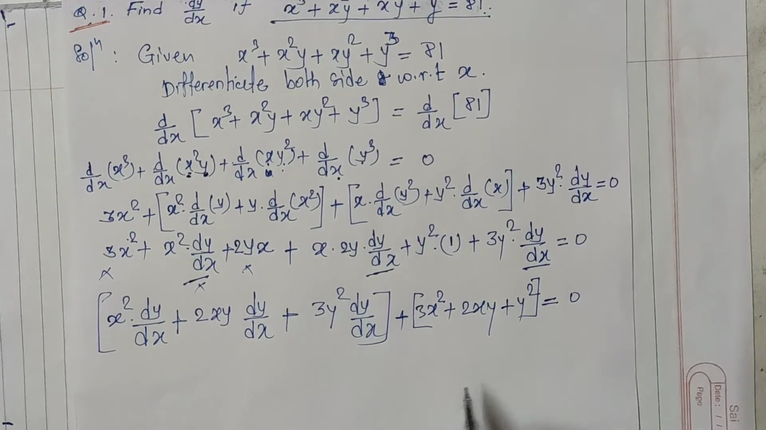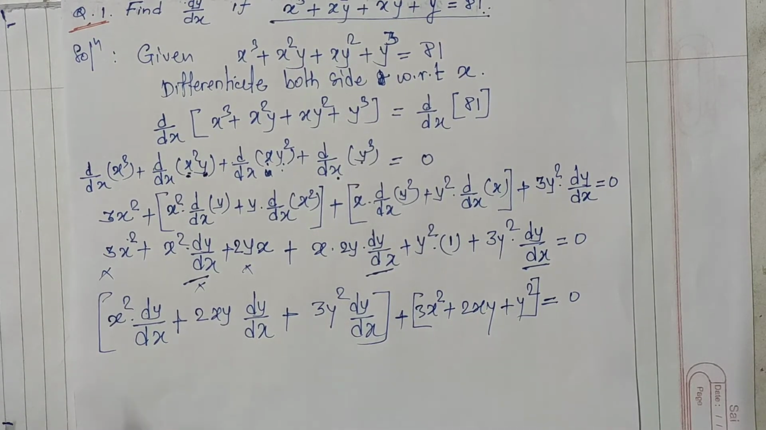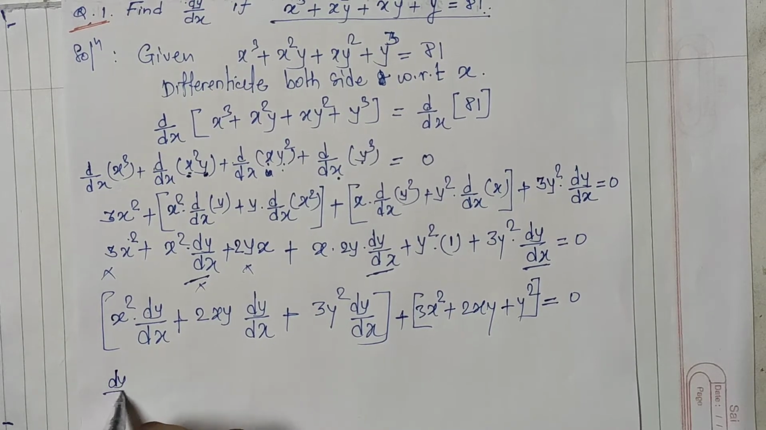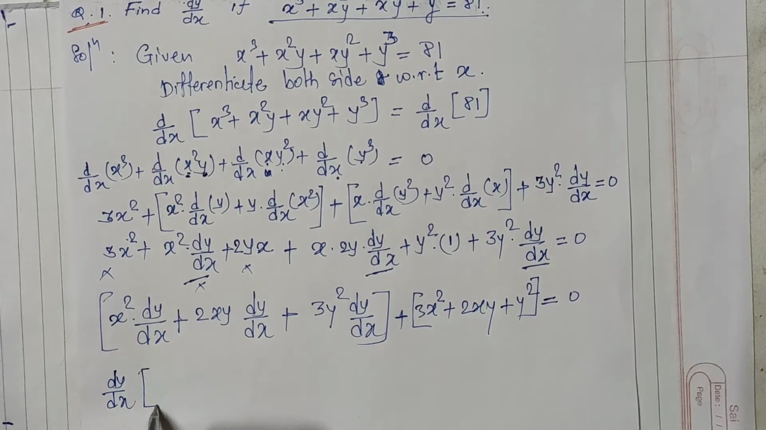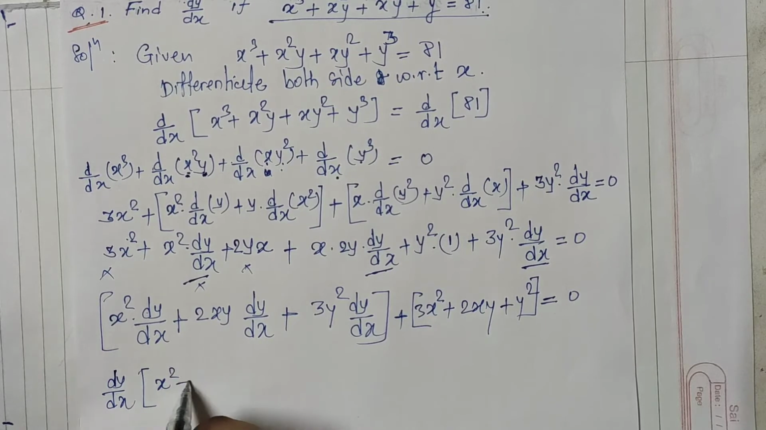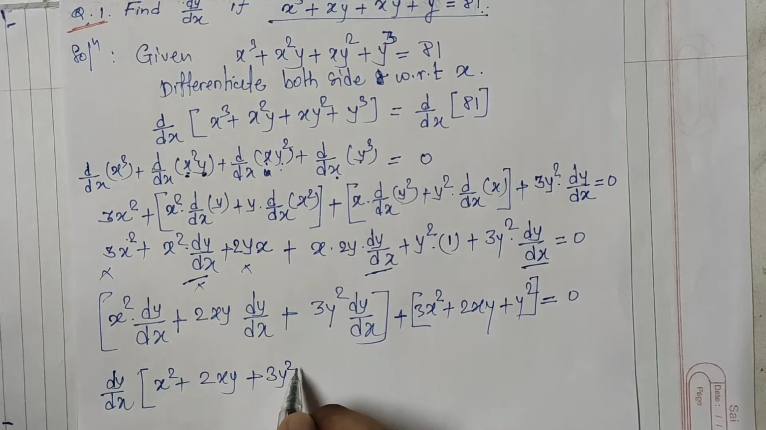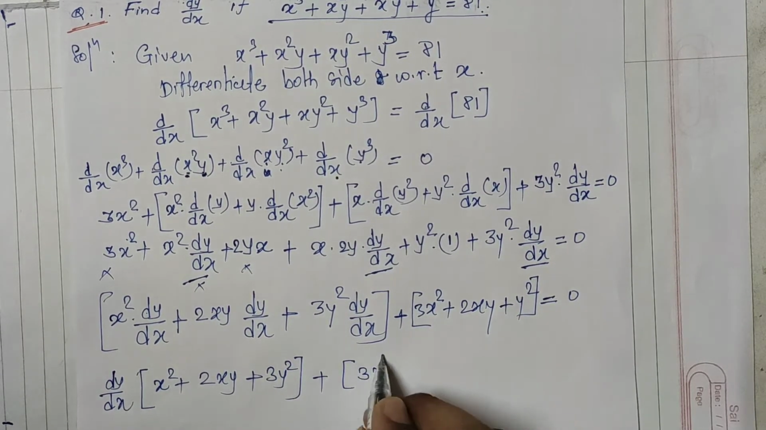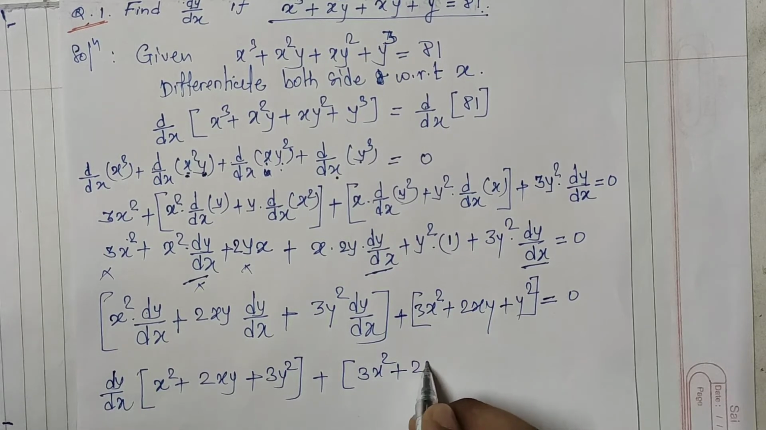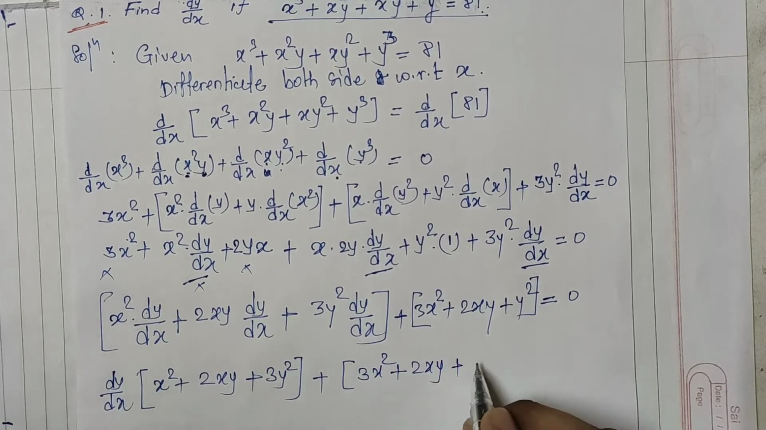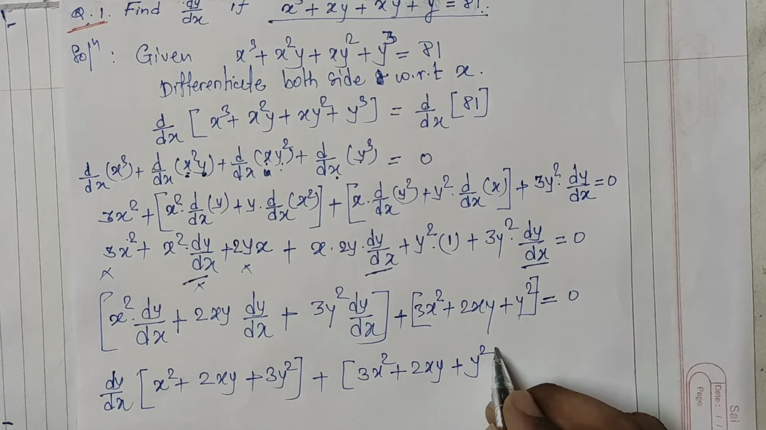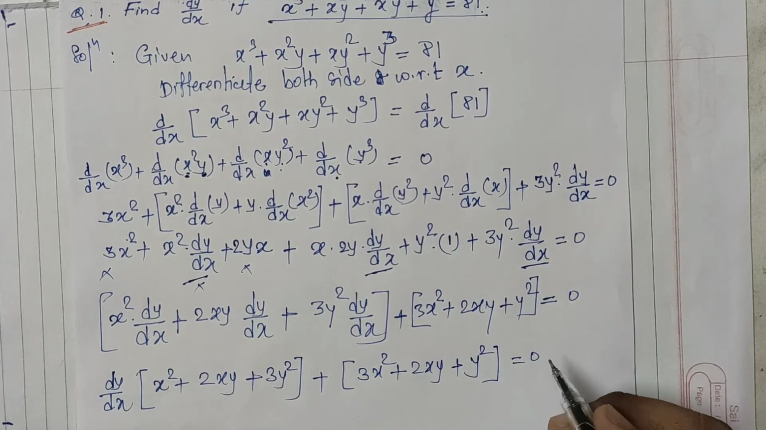Then after collecting, dy upon dx is taken common, dy upon dx outside the bracket, then the remaining terms x square, 2xy plus 3y square, bracket complete, plus 3x square, 2xy plus y square is equal to 0.